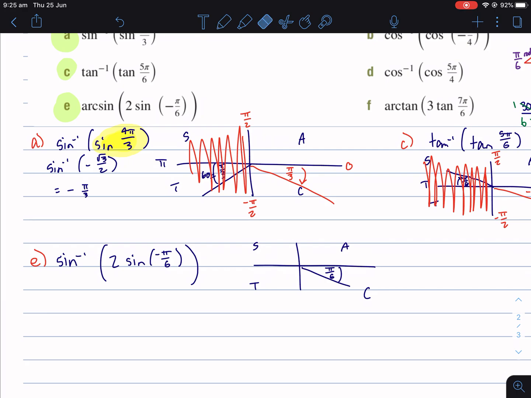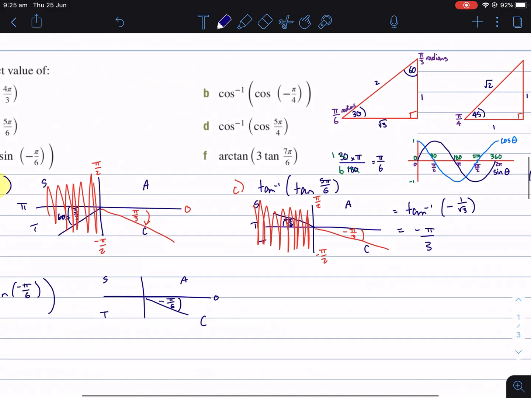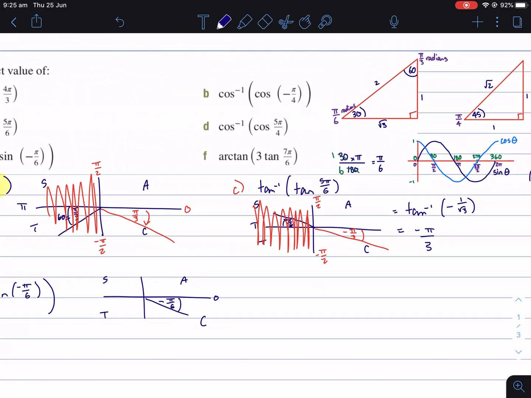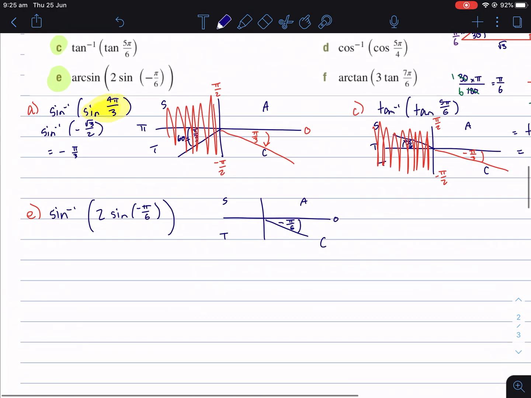So negative pi on 6 is down here, yeah? Because we've started off at 0 and we've gone down pi on 6. Pi on 6, that'll make the sine of it negative. Pi on 6, that's 30 degrees, so sine of that is a half. But we're going to be negative. So we're doing negative 1.